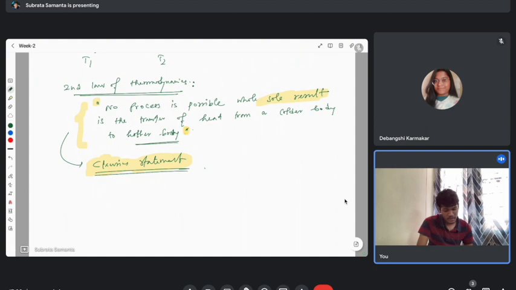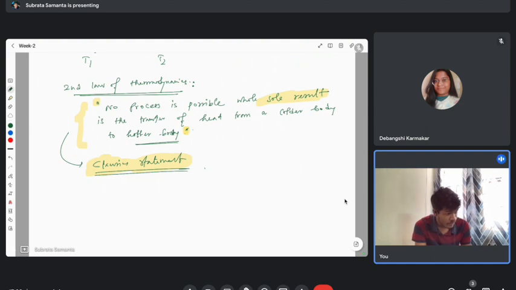Okay, so up to this point, any questions? Okay. So now, what about the other statement? The first statement is that no process is possible that transfers heat from a colder body to a hotter body.